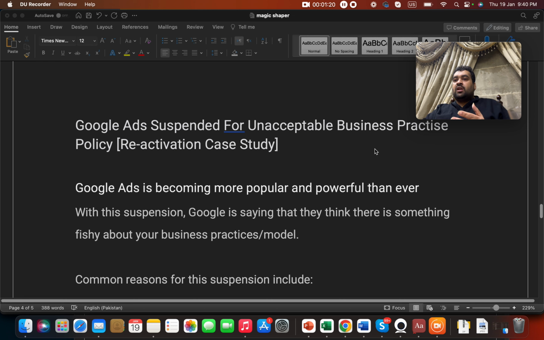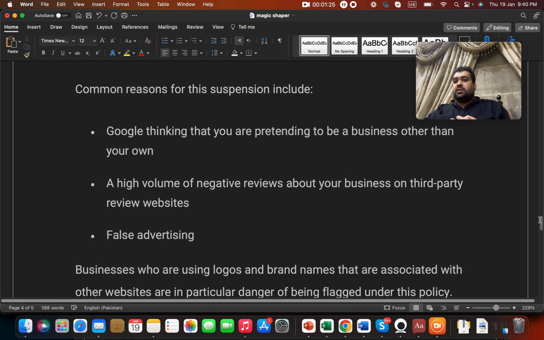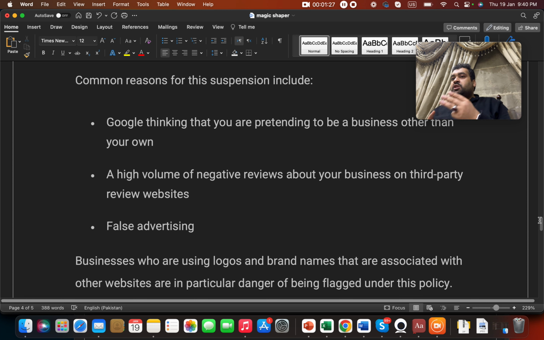Okay, so first of all, we need to understand the common reasons for this suspension. There are three reasons why Google thinks that your account should be suspended. First, Google thinks that you're pretending to be a business which you actually are not, or that you are trying to impersonate someone else's business or someone else's name.